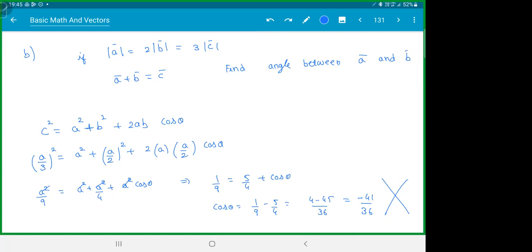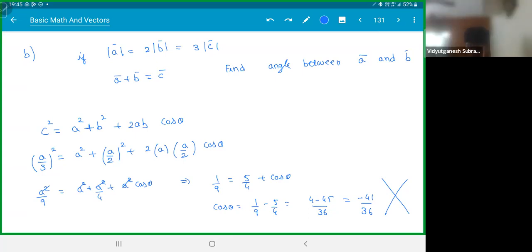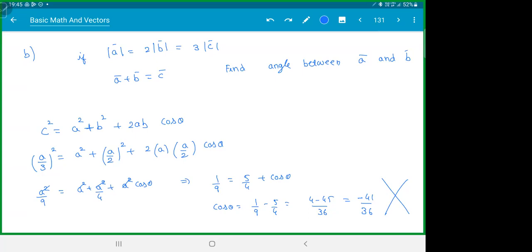I hope all are clear with this. Any doubts on this? All clear? Let's see one more. Vidyut got it, no? Aditya got this? Yes, sir. Ritu, clear, no? Mehan? Maulika? Venkatesh, clear?